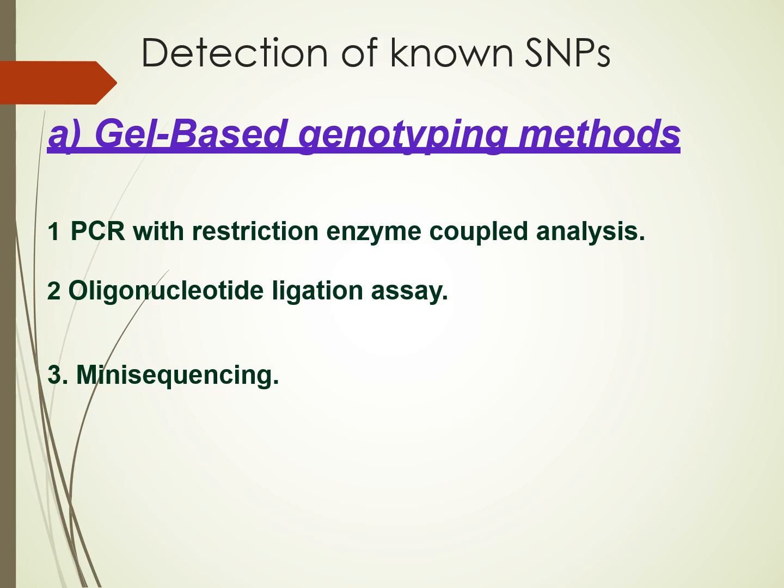And if the sequence is mutated, if it contains the SNP and another allele is present, then in that case the restriction site will not be recognized by the restriction enzyme, and it will not cleave the DNA into fragments. So that is one way of knowing whether a SNP is present or not.